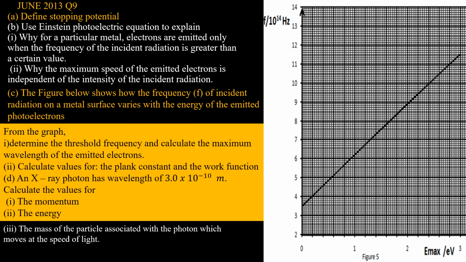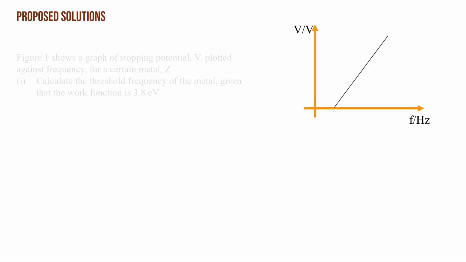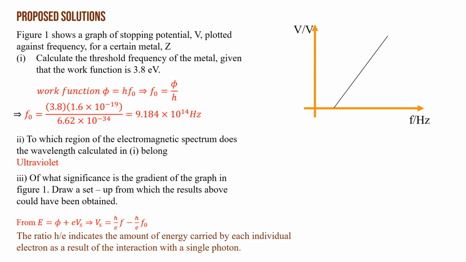And so let's get the proposed solution. We are going to begin with the very first question. Figure 1 shows a graph of stopping potential V plotted against frequency for a certain metal Z. Calculate the threshold frequency of the metal, given that the work function is 3.8 electron volts.